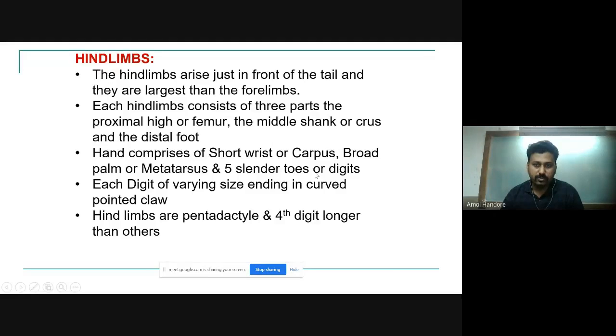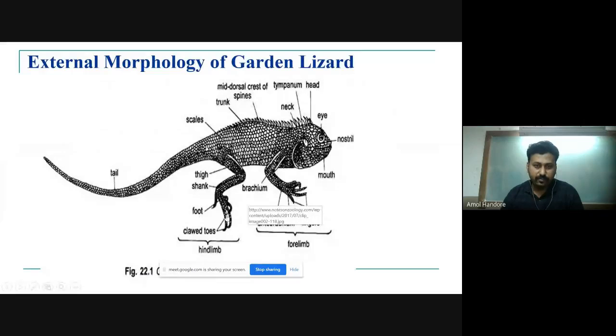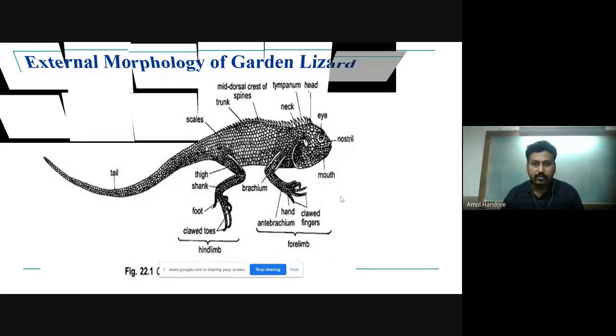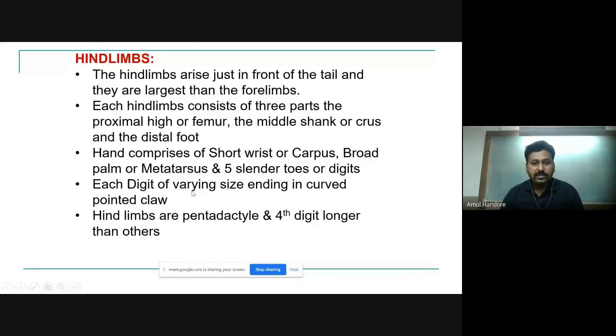Okay, so there are 5 digits, which are also referred to as toes, and if you compare the size of each digit, they are variable in size. They are not uniform in size, like your fingers. And if you see, the hind limbs are pentadactyl.